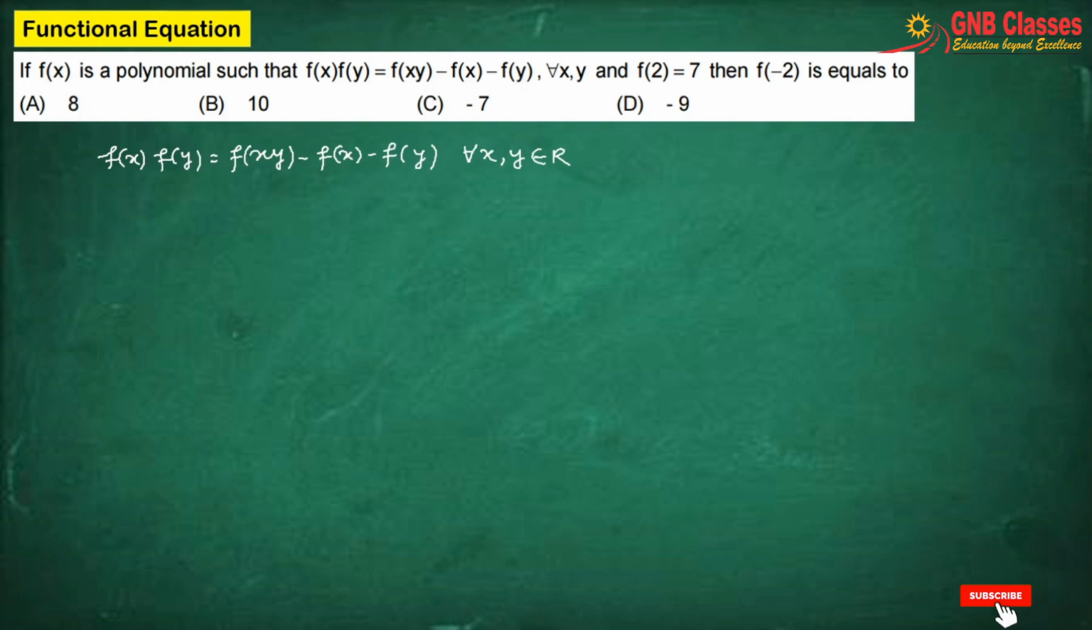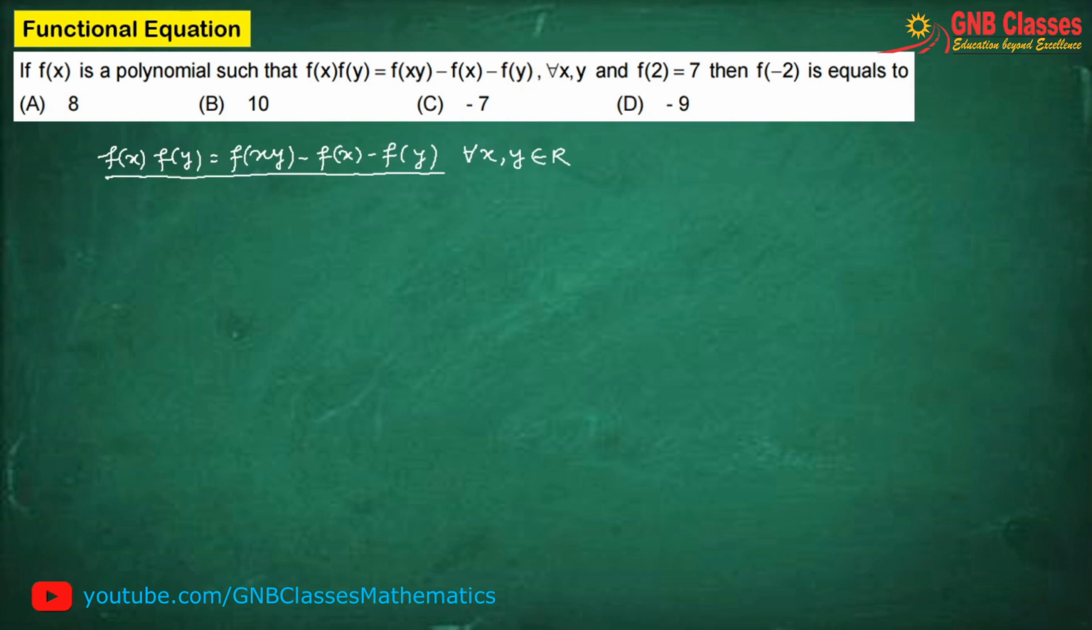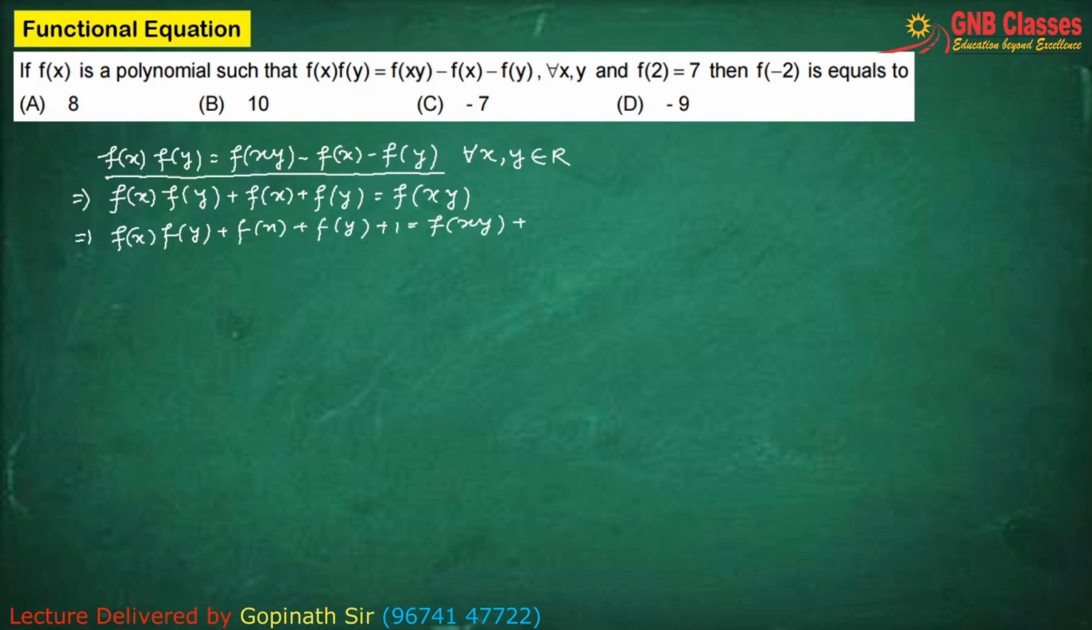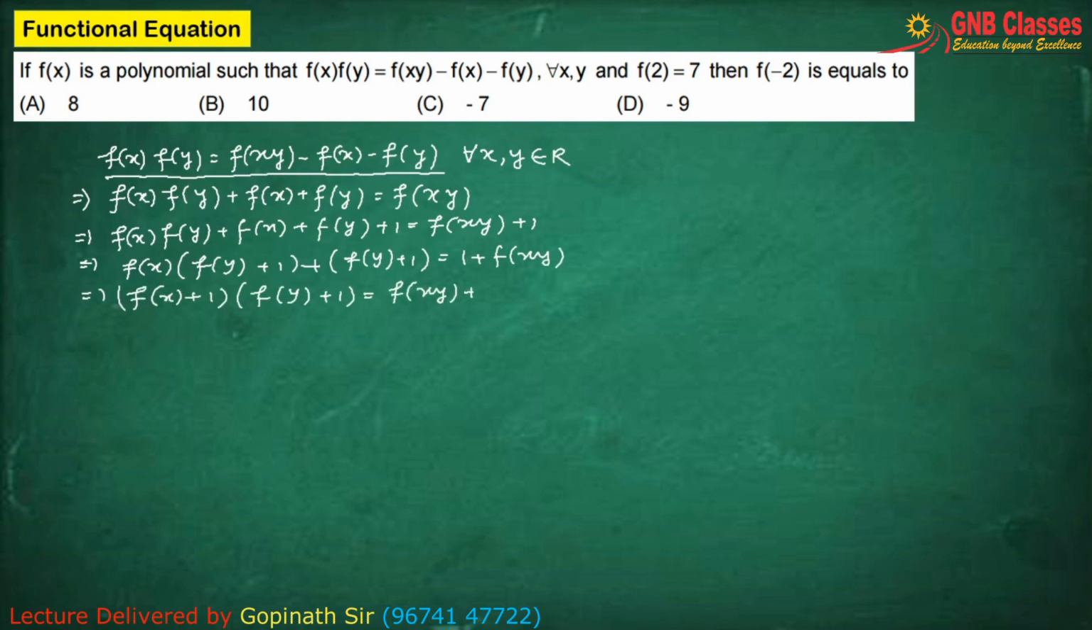If you observe carefully, you will find this functional equation is not representing the standard functional equation that I have given you right now. So I have to convert it into the standard functional equation, right? So here I am taking everything in the left hand side except f(xy). So we are getting basically, is this clear? Now I am adding 1 on both sides. We get, on the left hand side, (f(x) plus 1) into (f(y) plus 1) equals f(xy) plus 1, correct?